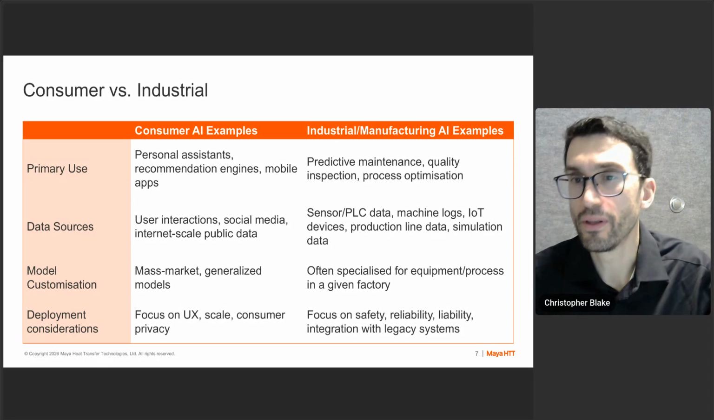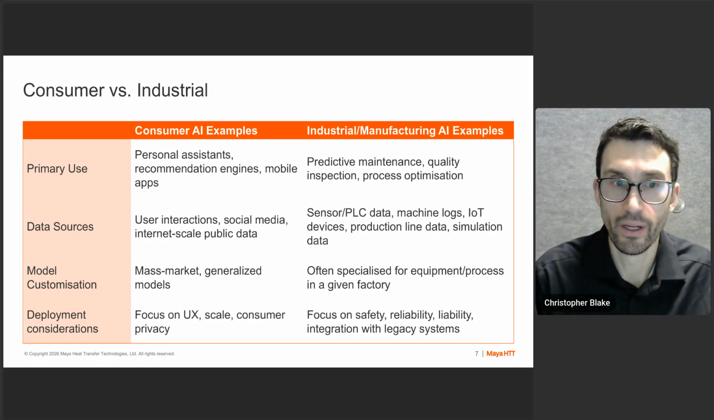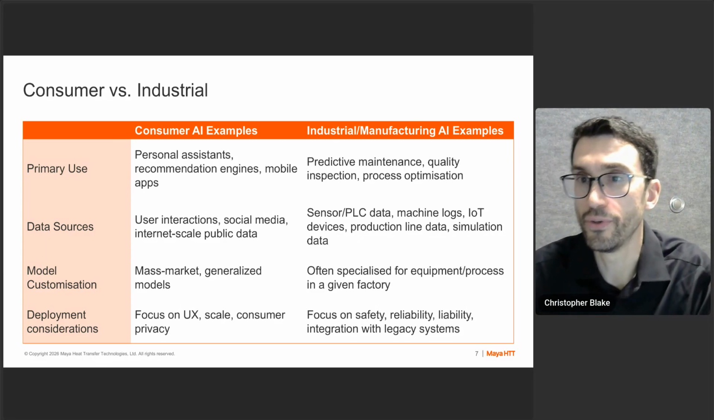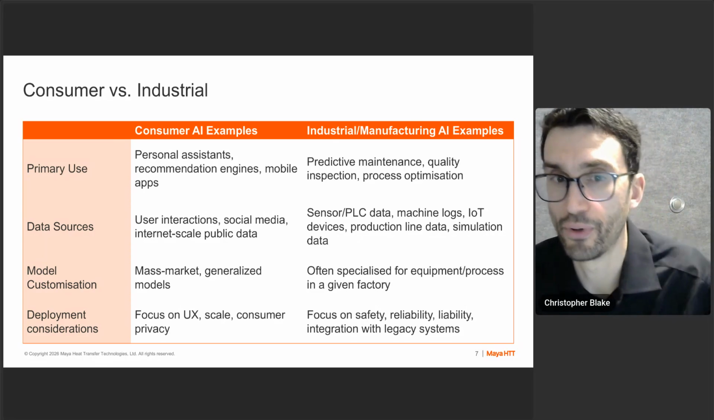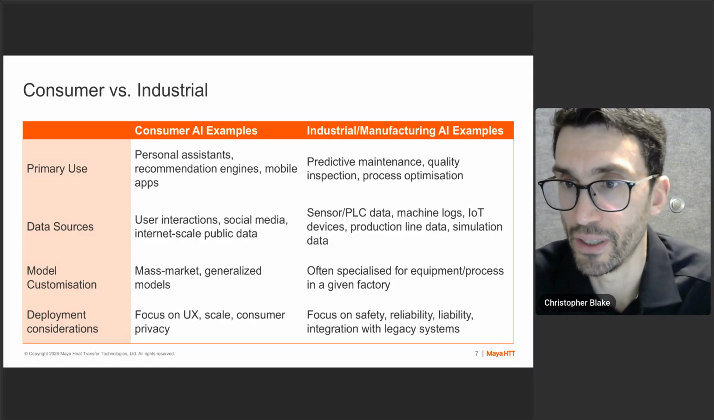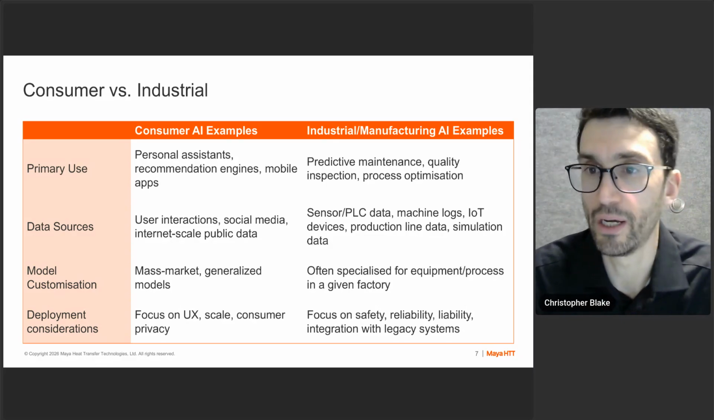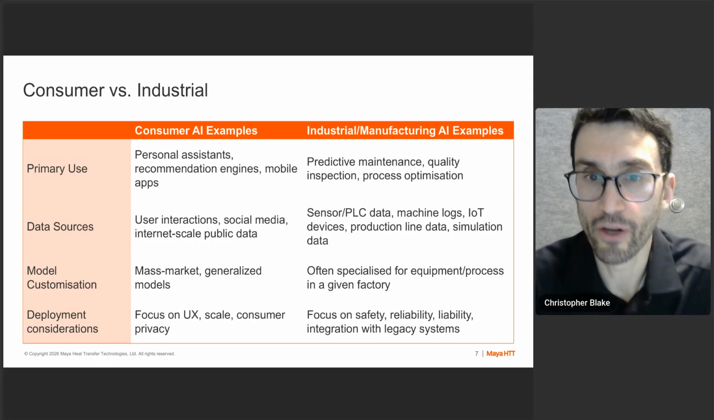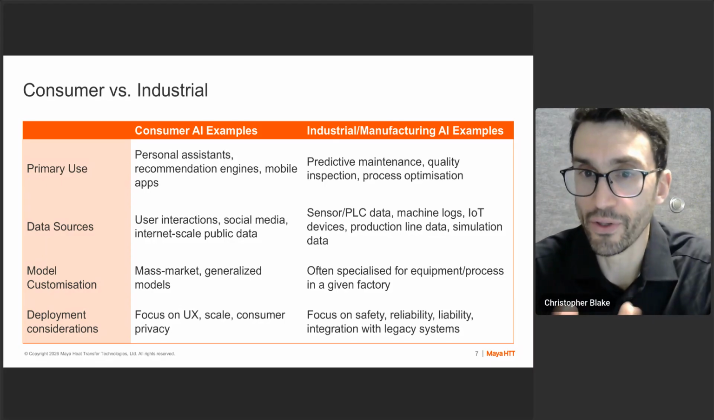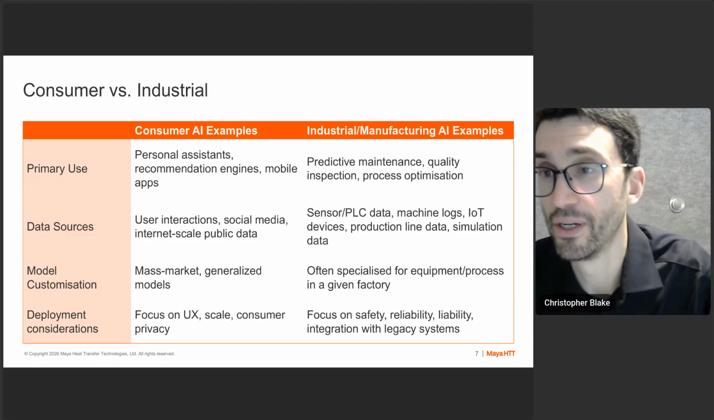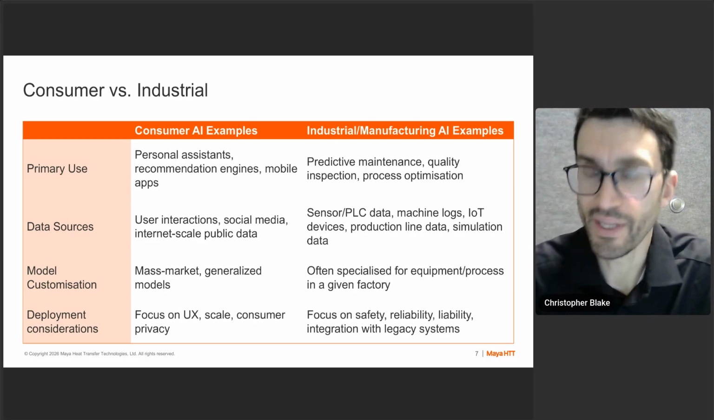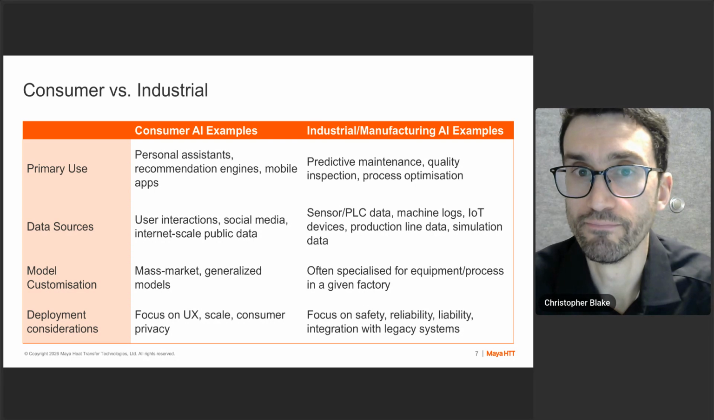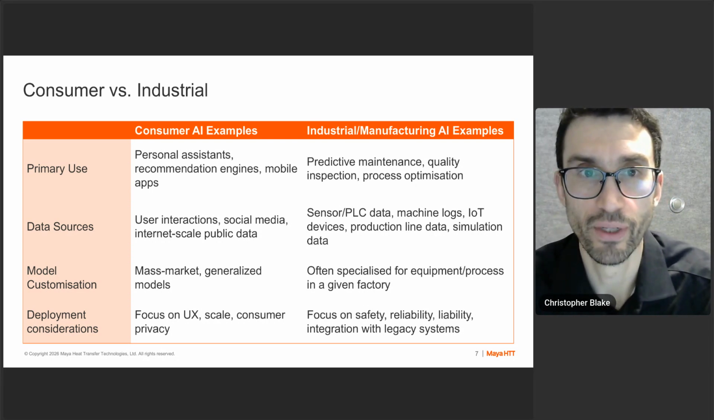And the models, though they may be based on general foundational models, are often going to be specialized or tuned specifically for the equipment or processes in a given factory or site. And they're going to focus on safety, reliability, integration with legacy systems. And they are often going to be constrained to work in those closed systems and have to work much faster. So that's the difference between the two areas of AI, if you will.